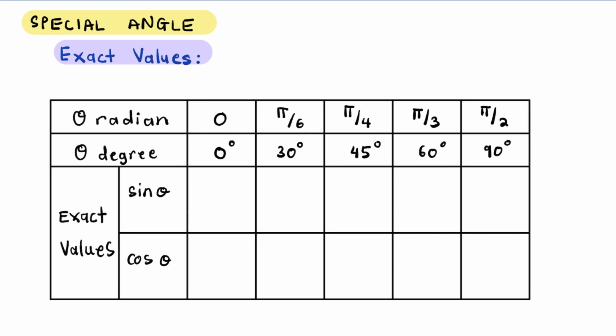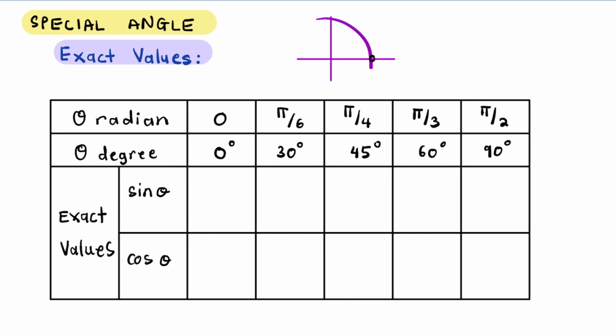Now, how to memorize the exact values? This is my way of doing it. There are many other ways to memorize. What you should know first is the very basic sine theta when it is 0 degrees and 90 degrees, and cosine theta when it is 0 degrees and 90 degrees. You can get the exact values from the unit circle. For example, let's look at the first quadrant of the unit circle.